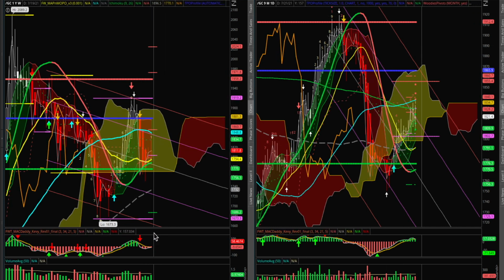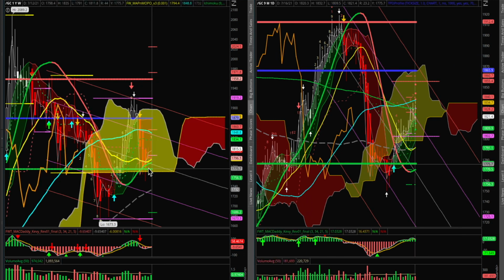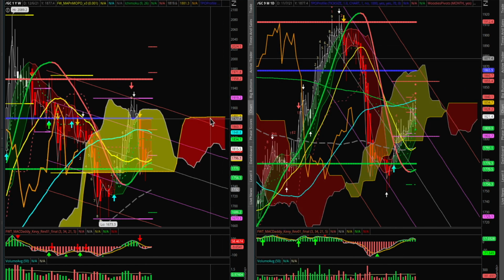That's why you see these spikes. You see, we hit the top of the linear regression channel. This is the value area low, which is at 1774. The point of control is right here, 1876, which is in line right here with the cloud. There's a strong resistance level we have to get above, and the linear regression channel.